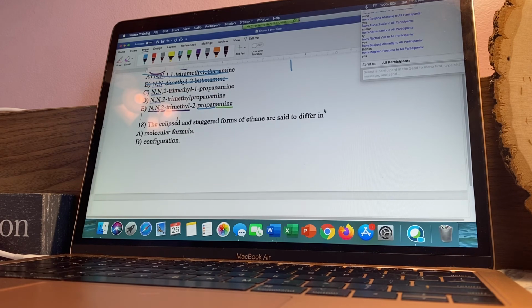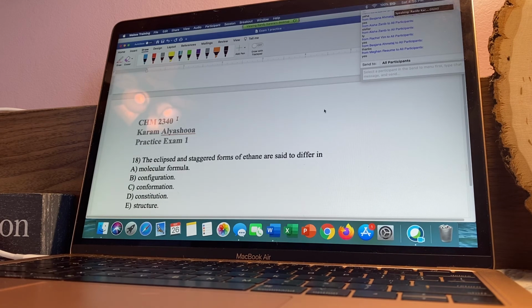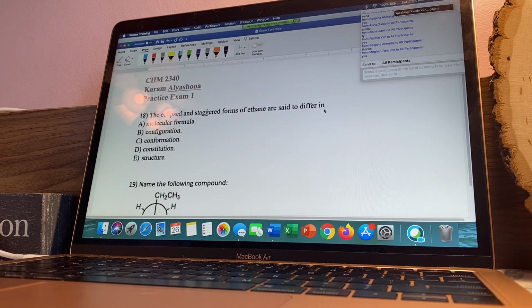This one right here, I hope this is just like terminology. If you have eclipsed and staggered forms, so like Newman projection, those are going to be differing in conformation. Remember how you have like conformational isomers? It's the same exact molecule, same exact connectivity, same exact everything. But if you have eclipsed versus staggered, you're going to have conformational isomers, right? So that's the answer.